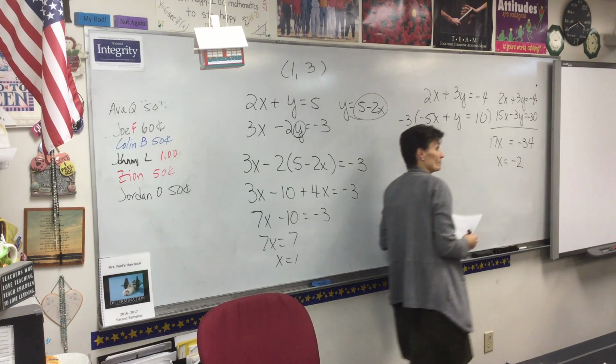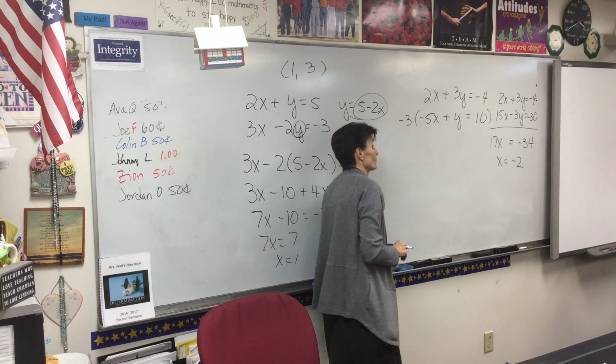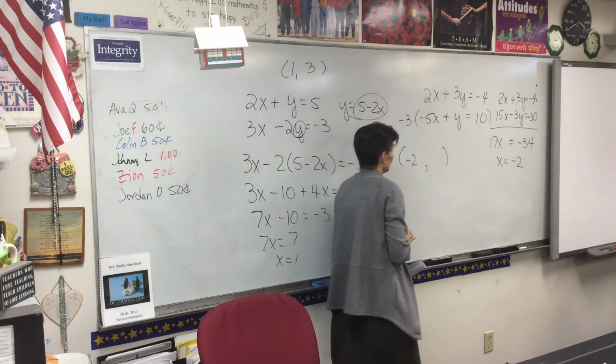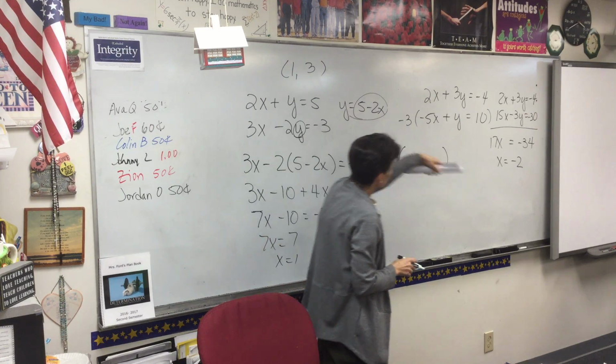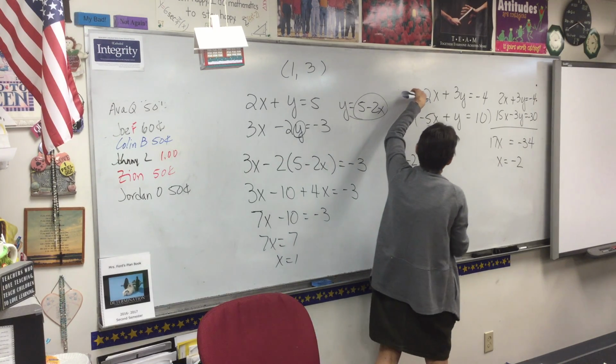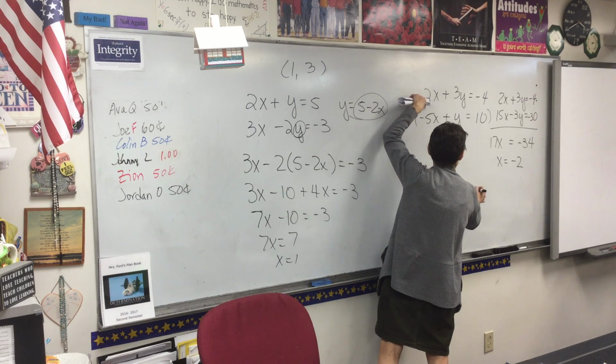-2 for x. Chase, you awake? Yeah. So if x is -2, then I go back anywhere I want and plug that in. So I'm going to plug it in right here. So that would give me -4 plus 3y equals -4.